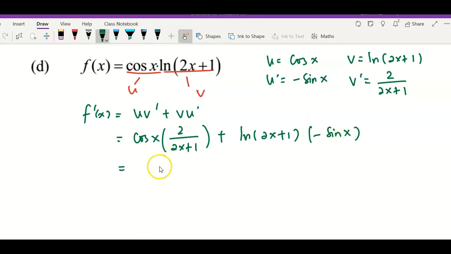Okay, now we need to simplify. 2 cos x over 2x plus 1 minus, because positive multiplied by negative, you get negative. Negative sine x multiplied by log of 2x plus 1.